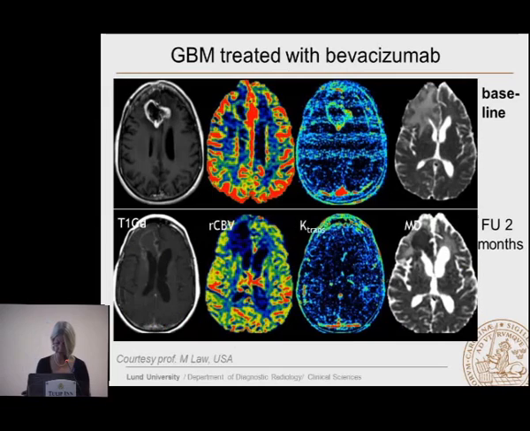Here is one of the patients given to me by Professor Law, demonstrating the same thing. Here at the baseline, we have a ring-enhancing, contrast-enhancing lesion. There is a little bit of perfusion abnormality, as you can see here on the K-trans, and also a little bit of a focal area of increased cerebral blood volume. Following treatment, 2 months into therapy, the cerebral blood volume has significantly decreased, and there are no abnormalities on the K-trans, and this patient was also at this time responding to the therapy.